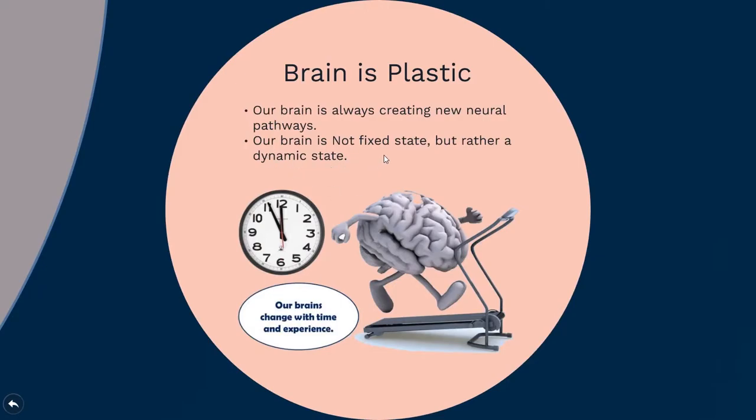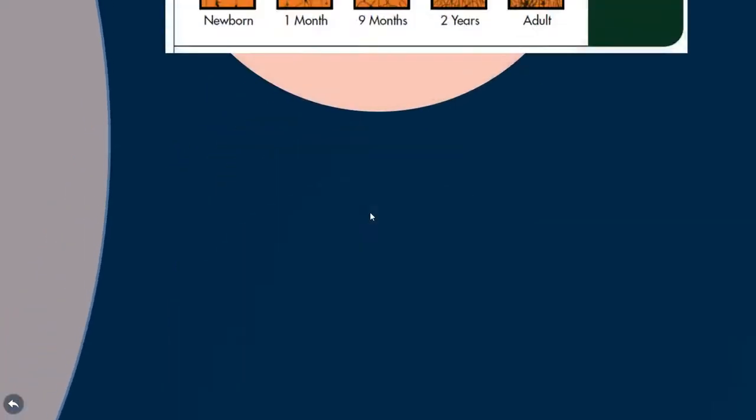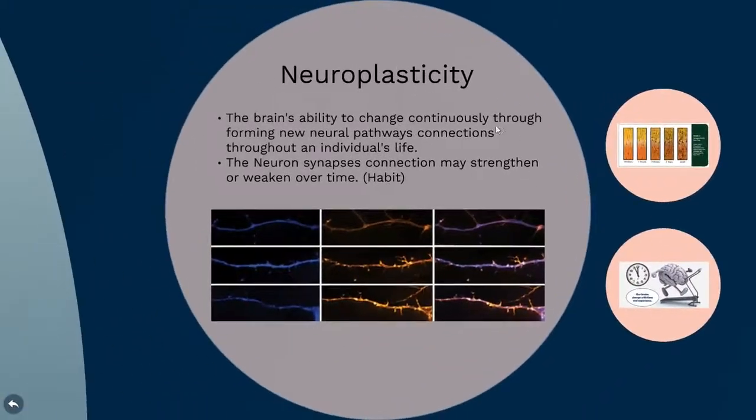Our brain is not in a fixed state, and I want to emphasize that. It's not a fixed state, but rather a dynamic state. We can always change how our brain is wired. We can change it through time, because our brain needs time and experience to change. And that's exactly it for neuroplasticity in a nutshell.